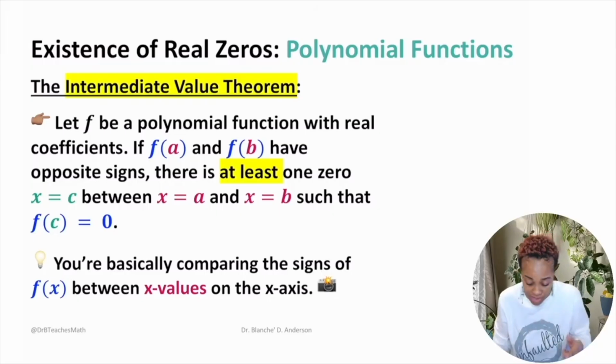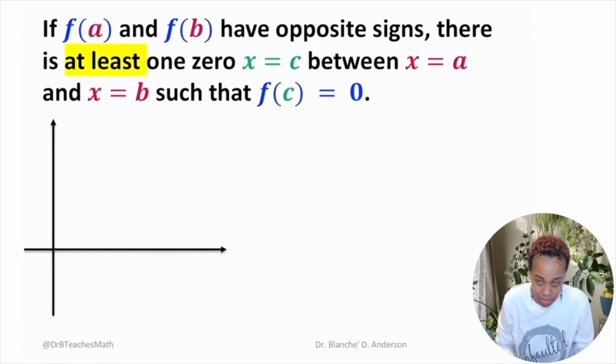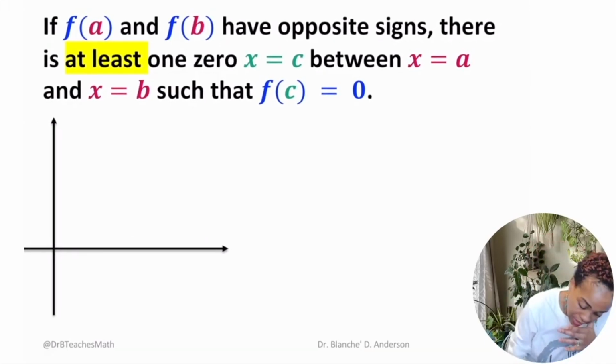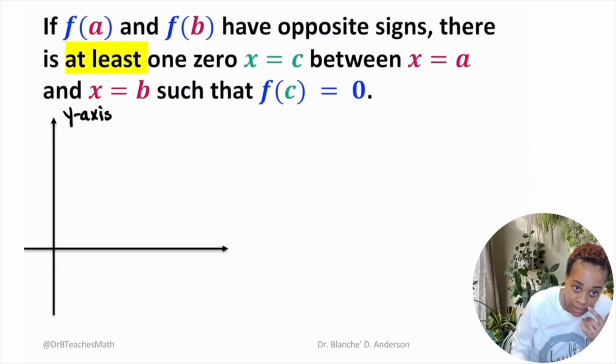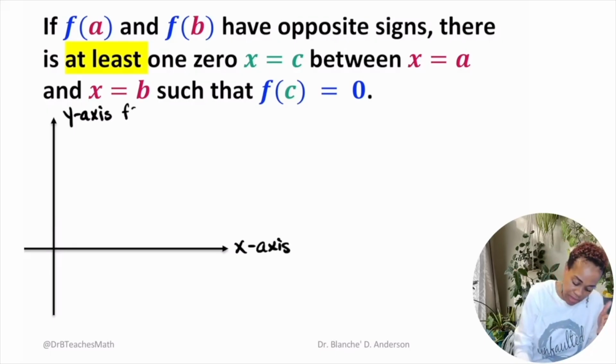So you're basically comparing the signs. And I put this little photograph here to remind me to show you a picture. Let me show you a picture of what I'm talking about. So let's look at this. I'm going to blow that up right there just so you can see it. Here's what I'm talking about. This is your y-axis, right? Yes, this is your x-axis. And when you're talking about functions, y is the same thing as f of x, okay? So let's just say that.